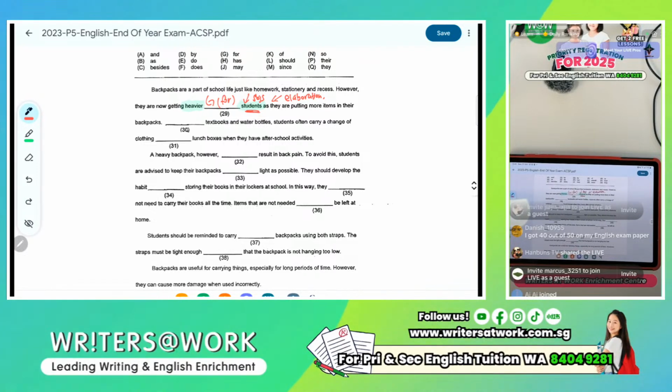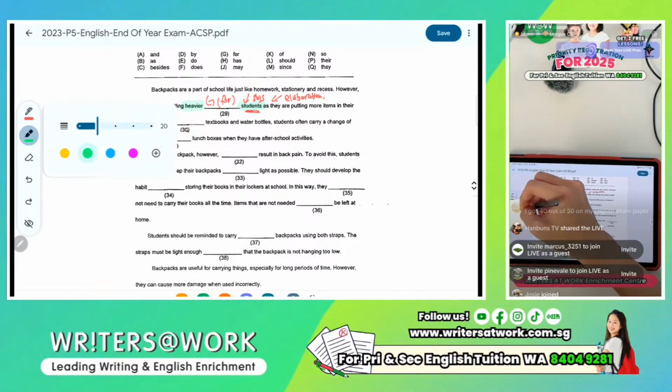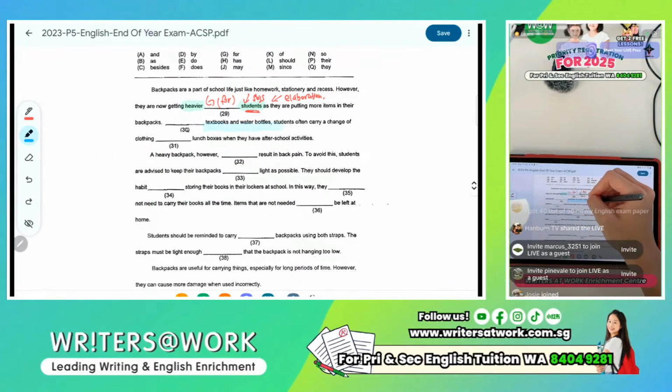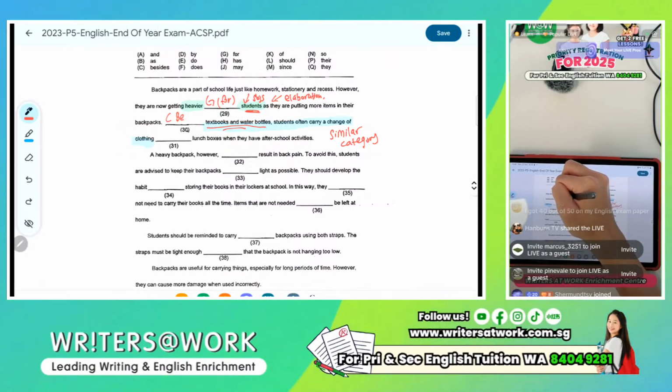Dash textbooks and water bottles. Students often carry a change of clothing. Dash lunch boxes when they have after school activities. So we are looking at a whole list of items that students bring to school. These are similar category, which are school related items. All right. So to show the long list of items, so apart from just these two items, we will use the word besides. Okay, to show elaboration.